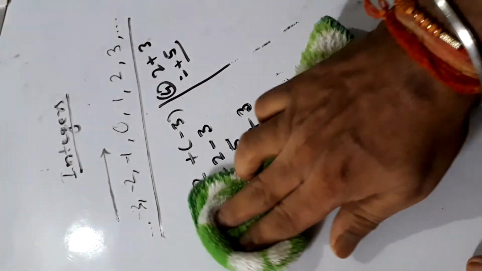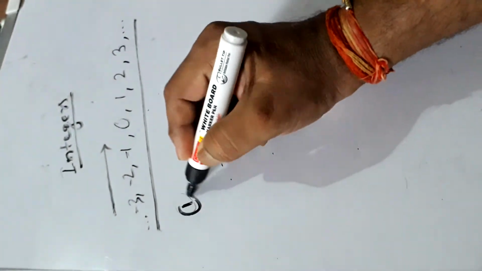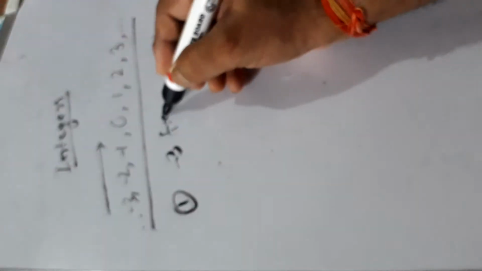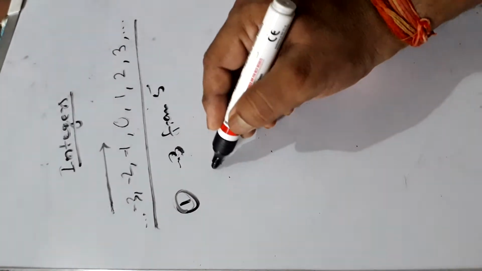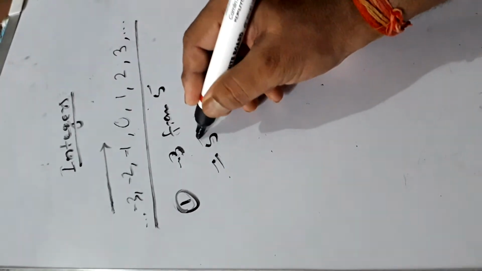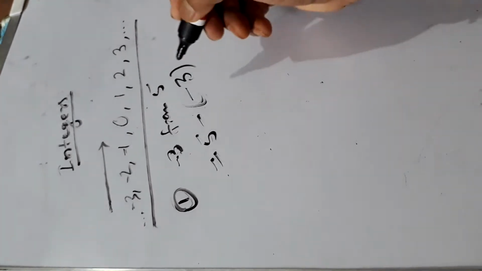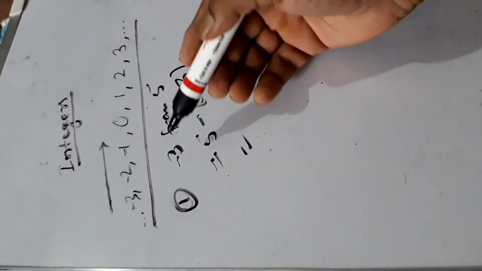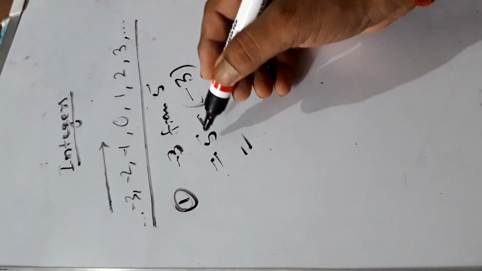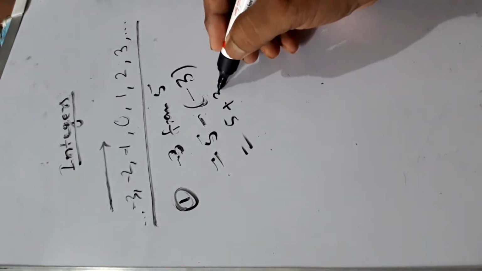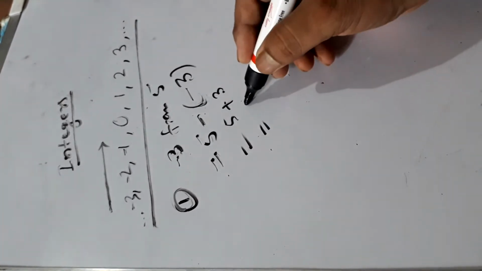Now we are going to see how we will subtract integers. Suppose we have to subtract -3 from 5. It means we will write here 5 minus -3. Since we have to subtract -3 from 5, we will put 5 minus -3. Now minus minus is plus. Now both are plus, we will get +8.